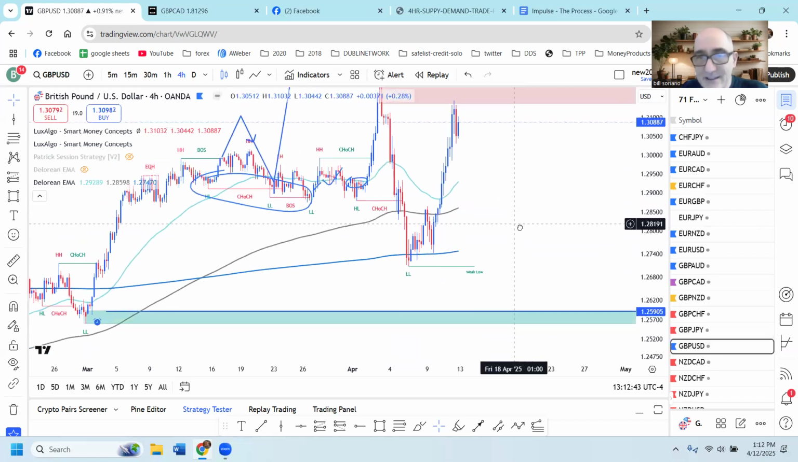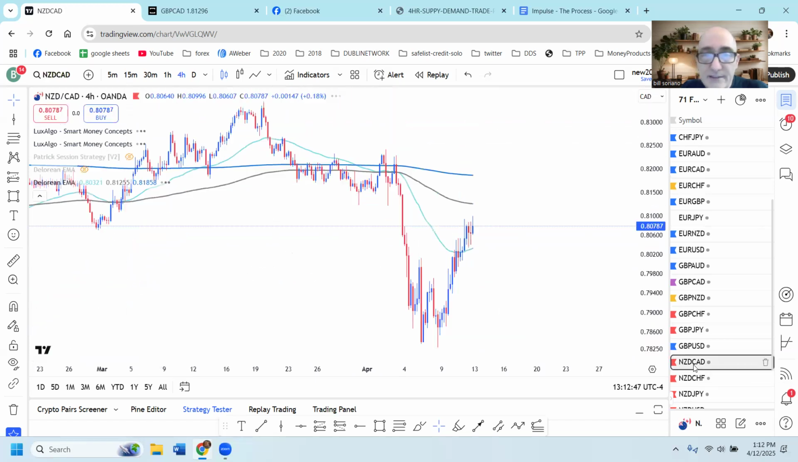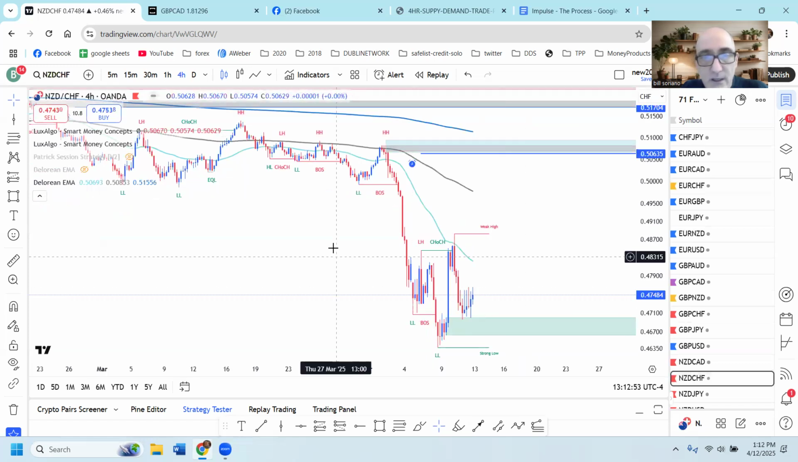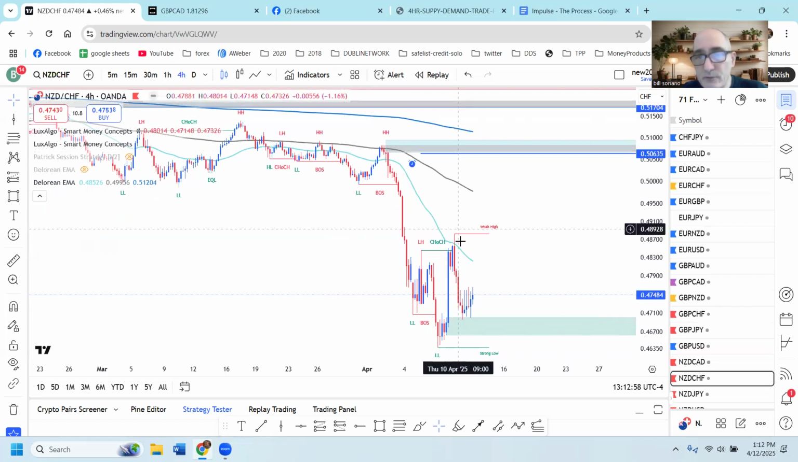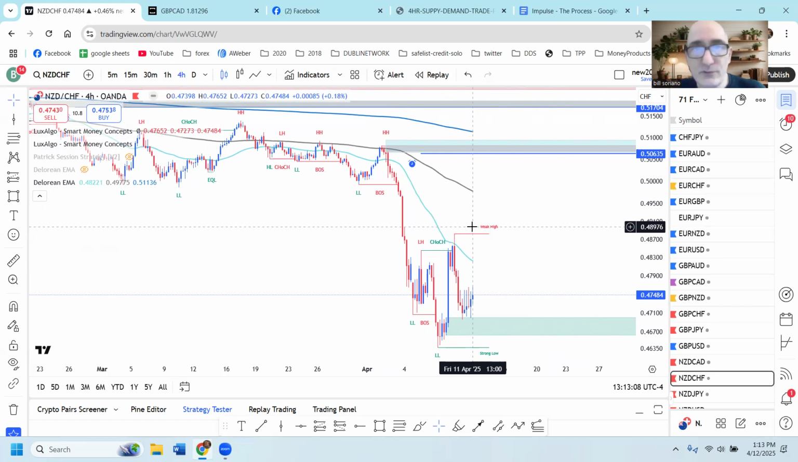GBP USD is bullish, and we're waiting for this zone down here to get hit. NZD CAD is bearish, and we're waiting for this zone to get hit. Again, we're on the 4-hour time frame, identifying what the trend bias is based on these 3 moving averages and which 4-hour zone to trade from based on what the indicator is giving us. That's what keeps this damn near a 100% objective trading strategy.